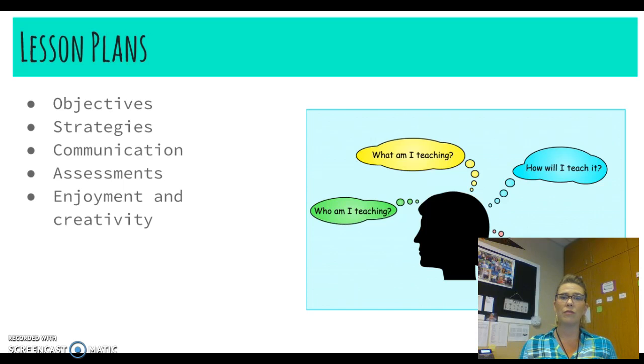Each lesson needs to have differentiating strategies as to how you're going to approach that lesson.